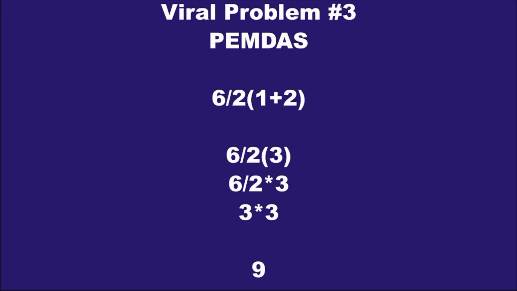Viral problem number 3, which is similar to viral problem number 1. 6 divided by 2, parentheses 1 plus 2, parentheses. So we do everything inside the parentheses. So 1 plus 2 will be 3. And then we'll just make it look how it's supposed to. So we'll make it 6 divided by 2 multiplied by 3, which technically means they're all on the same level. So we start from the left to right. So 6 divided by 2 will be 3, times 3 will be 9.